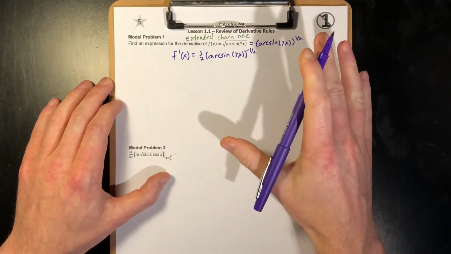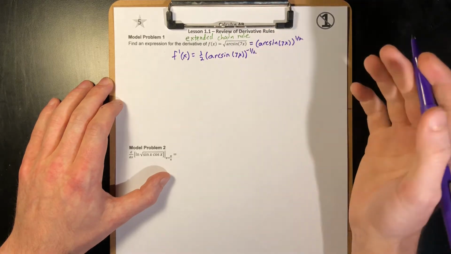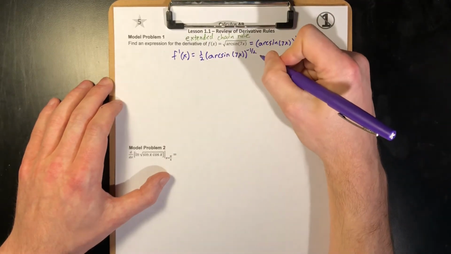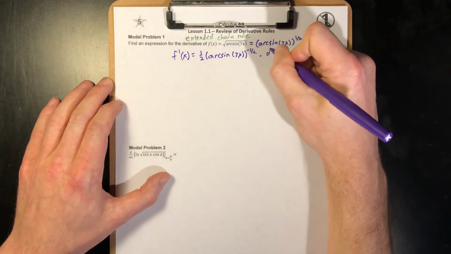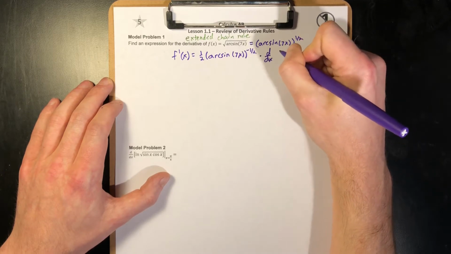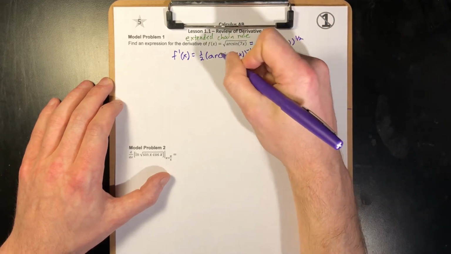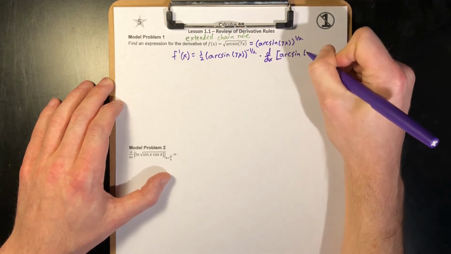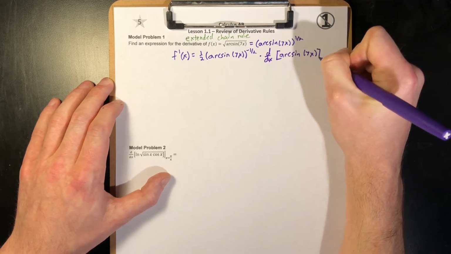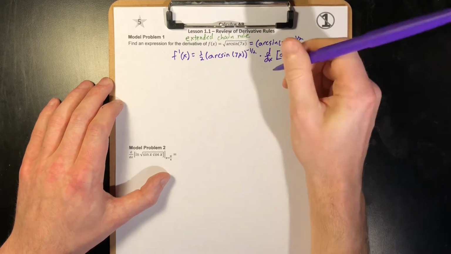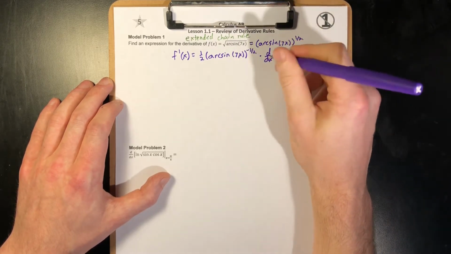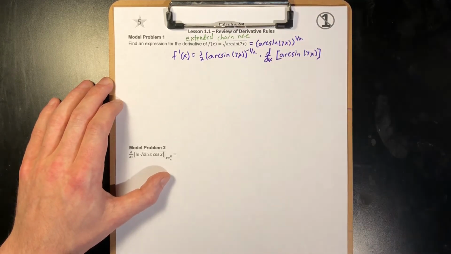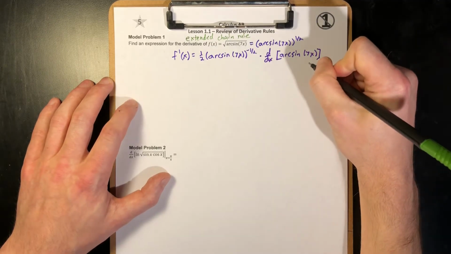Now, I'm not done. The chain rule says I need to now multiply by the derivative of the inside. So the inside was that whole arcsine of 7x. Okay, well, now I'm not done with the problem. There's still more calculus to be done over here. This is going to be another chain rule.